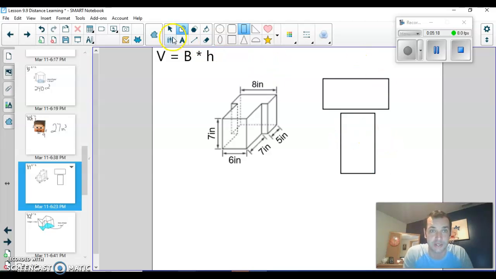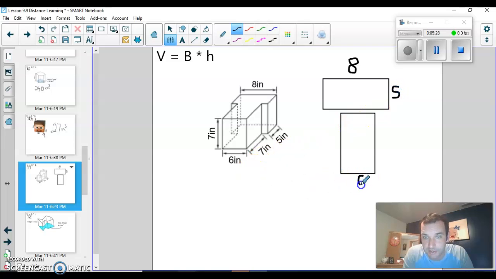So this top one looks like we have an 8 here and a 5 here. 8 for the length, 5 for the width. Down here we have a 6 for the width and a 7 here for the length. So if I'm trying to find the volume of this shape, I have to go 8 times 5 to get 40 for this top part of the T. And then I have to go 6 times 7, which is 42, for the other part. So my total area of the base would be 40 plus 42, which would be 82.